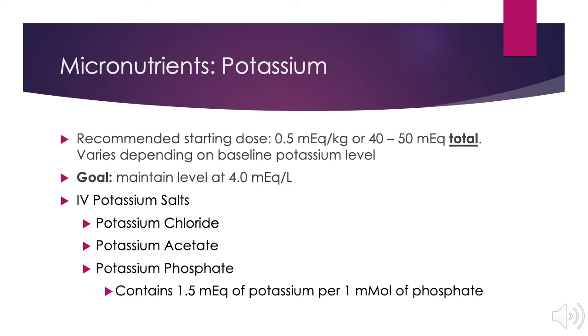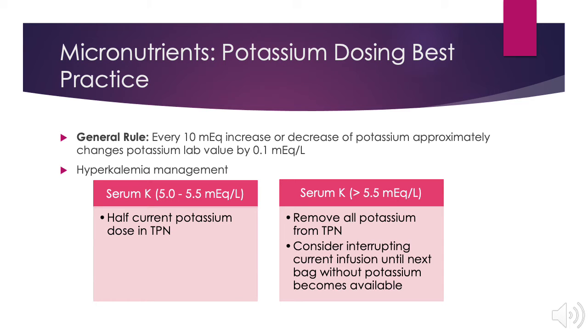And of note, for the potassium phosphate, we use it again to dose the phosphate ingredient in our formula, but we should be aware of the amount of potassium it holds. Every 1 millimole of potassium phosphate delivers 1.5 mEq of potassium. When it comes to potassium, the general rule here is that every 10 mEq increase or decrease of potassium approximately changes the serum potassium lab value by 0.1 mEq per liter.